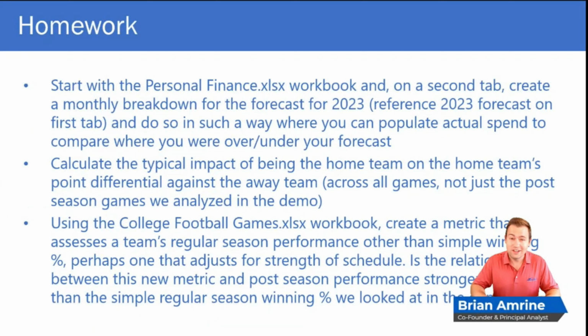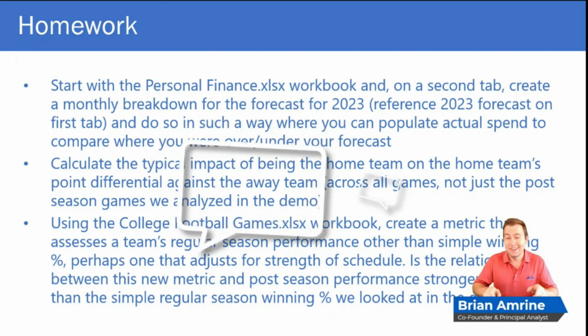All right, last homework assignment, and this one also uses the college football games workbook. In the demo, we looked at the relationship between a simple winning percentage in the regular season and a team's postseason performance, and found there to be somewhat of a correlation. What I'd like for you to do is create a metric that assesses a team's regular season performance but adjusts for that team's strength of schedule. Then see if that metric has a stronger or weaker correlation with the team's postseason performance than simply using the regular season winning percentage. We'd love to hear what you come up with in the comment section.